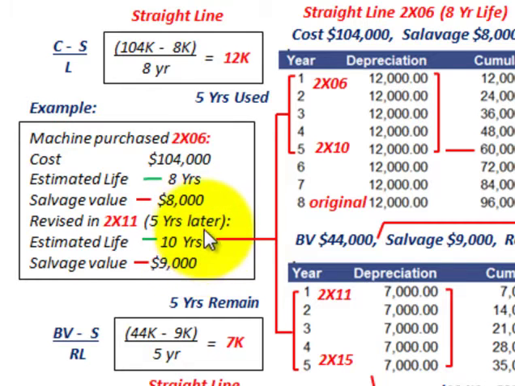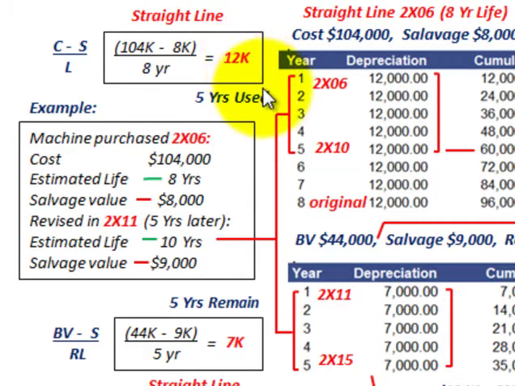And that's going to be due to this change in estimate. So let's look at our example here, and what we're going to be using is just the straight line method of depreciation. Let's go and look at the calculations. Originally we had a cost minus our salvage value, cost of $104,000, salvage value of $8,000 divided by its life of 8 years is going to give us straight line depreciation of $12,000 per year.